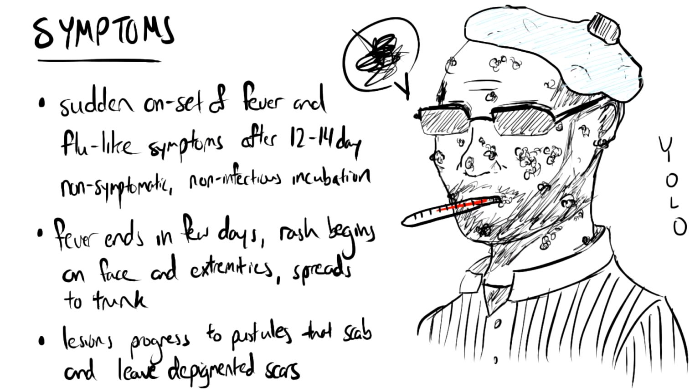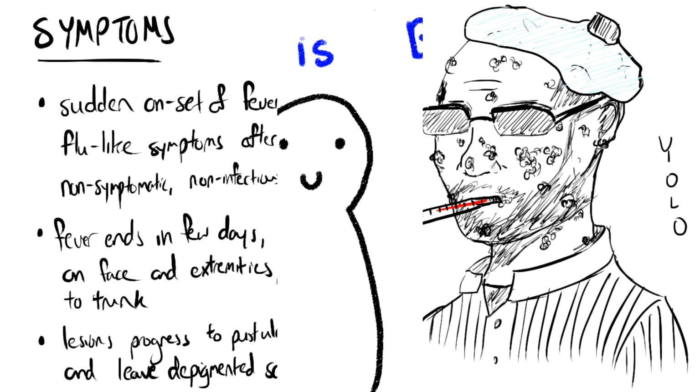After the incubation period, fever and flu-like symptoms begin. After a few more days, the fever ends and the characteristic rash begins. The lesions progress to pustules and then scab and scar.